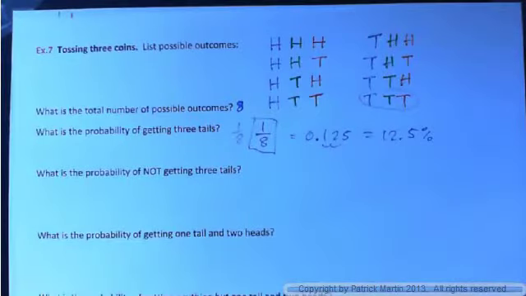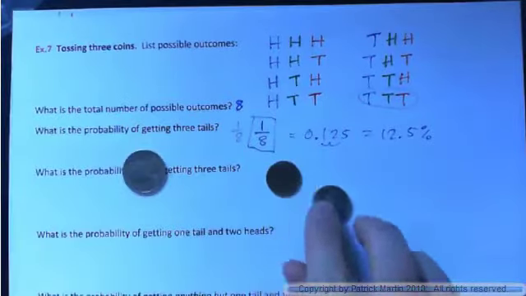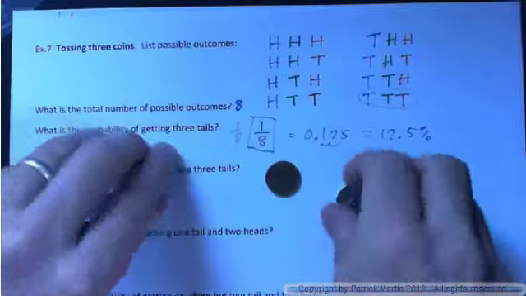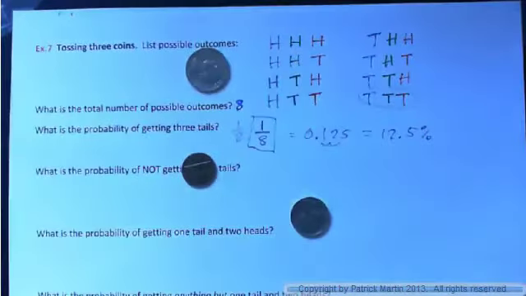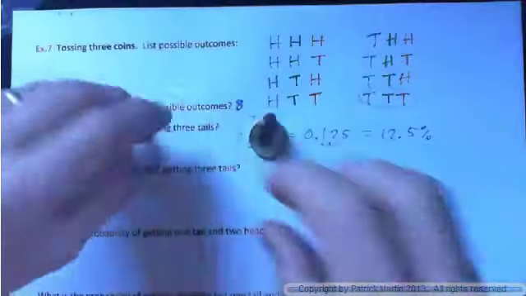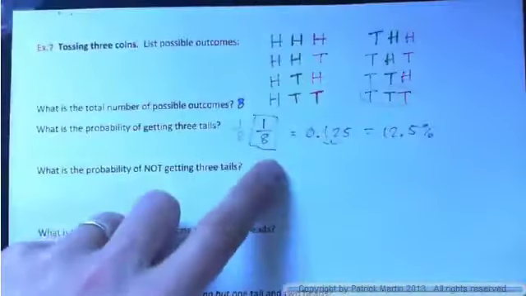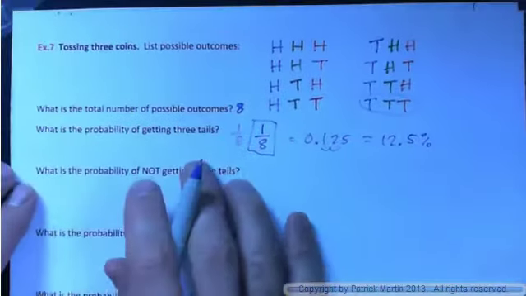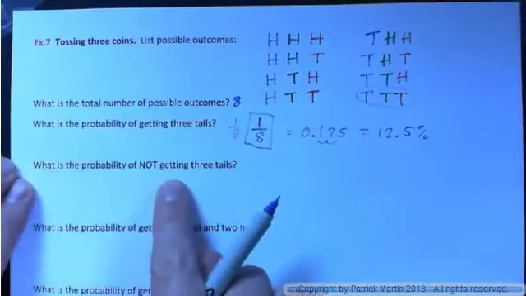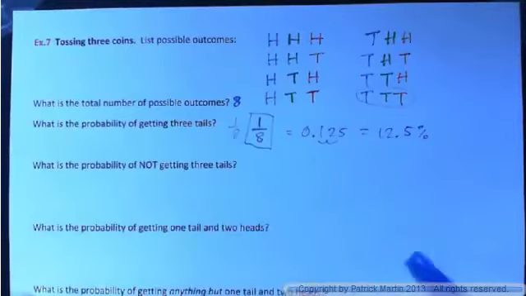So let's flip the coins and see. Okay, I got 2 heads and a tail. Let me try it again. Okay, I got 2 heads and a tail again. Nope, not working. Got 2 tails and a head. Okay, so it's not that easy to get 1/8. What is the probability of not getting 3 tails?